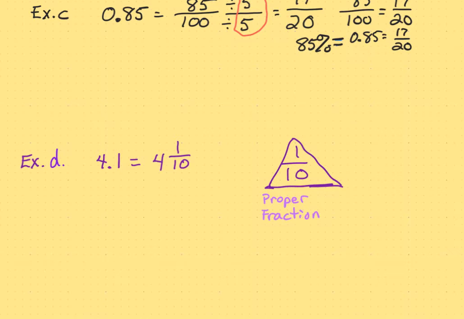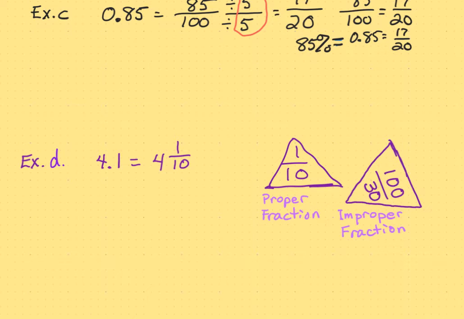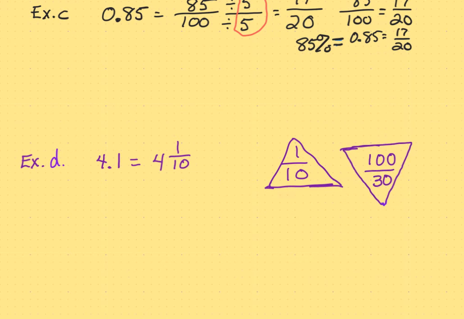So it is proper. Something like 100/30 that has the larger number on top is kind of tippy, is liable to fall over. Okay, that is an improper fraction. So we're going from a mixed number, it's going to give us an improper fraction. It's going to have the larger part on the top. So I am going to give you a little bit more explanation here.